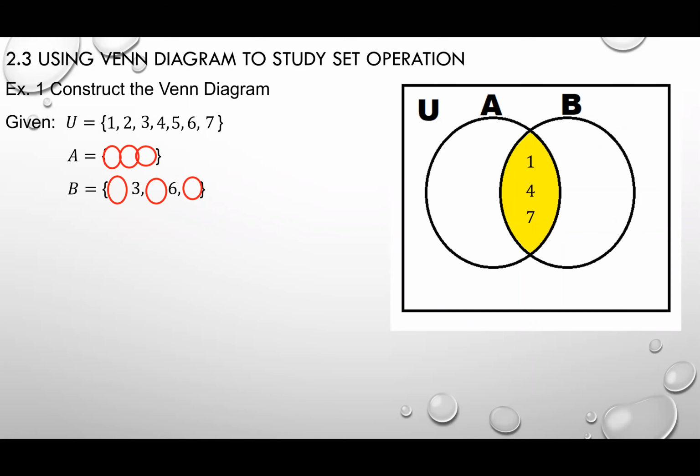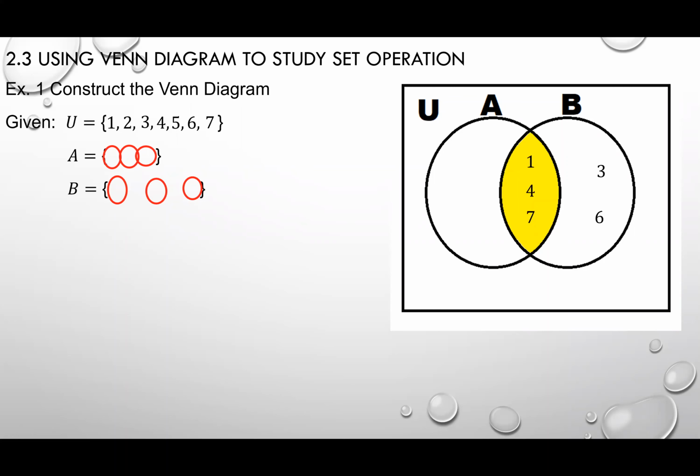And for this particular problem, there is nothing left in A, right? We took the 1, we took the 4, and the 7, and there's nothing left in A. Now, what is left in B? Well, the 3 and the 6, which we can take and put in here because those are the items inside B but not in A.